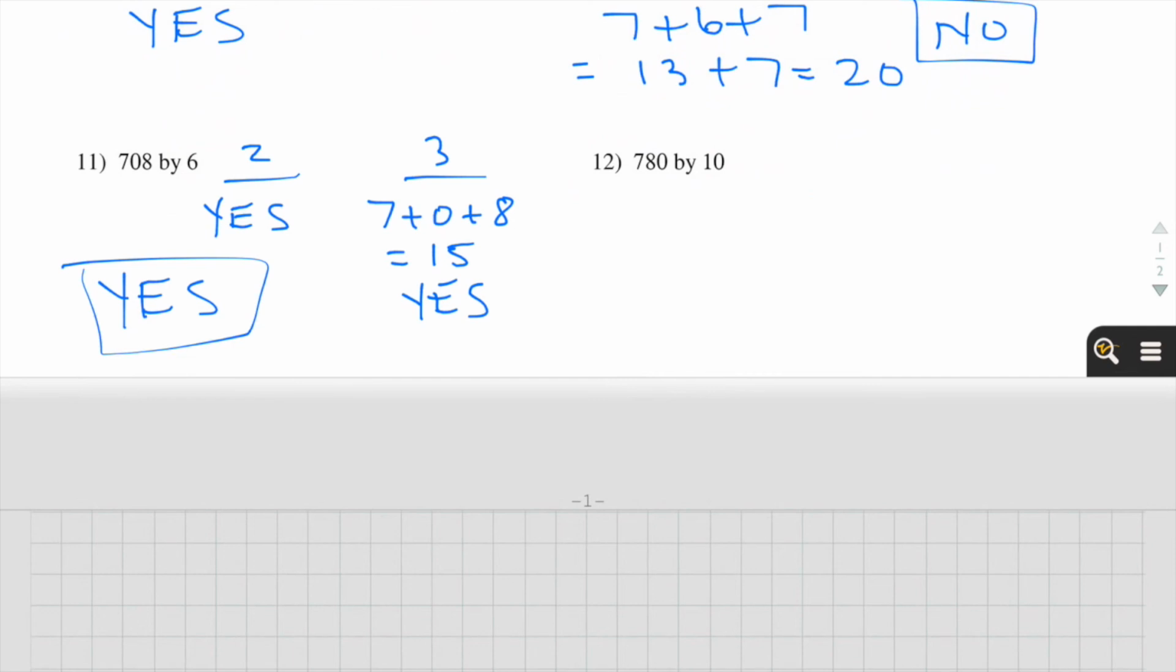for number 11. Number 12. 780 by 10. Again, the rule for 10 is if the number ends in 0, then 10 can go into it evenly. Because 780 ends in a 0, it is divisible by 10. And this video was on divisibility and factors.